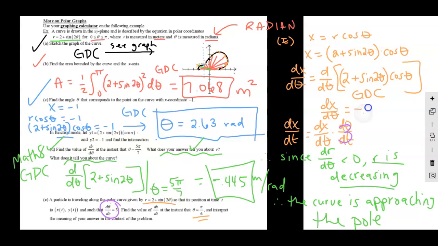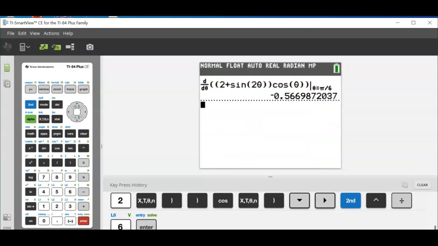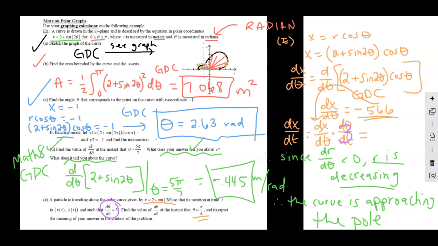This is going to be negative 0.566. That's dx/dθ, right? That's not what we wanted. I would then have to take this, plug it in right here, and multiply it by 3. And then I'm going to end up getting dx/dt. All right, so let's go back to the calculator. All we have to do is times 3, bam, negative 1.709. So I've got negative 1.709.